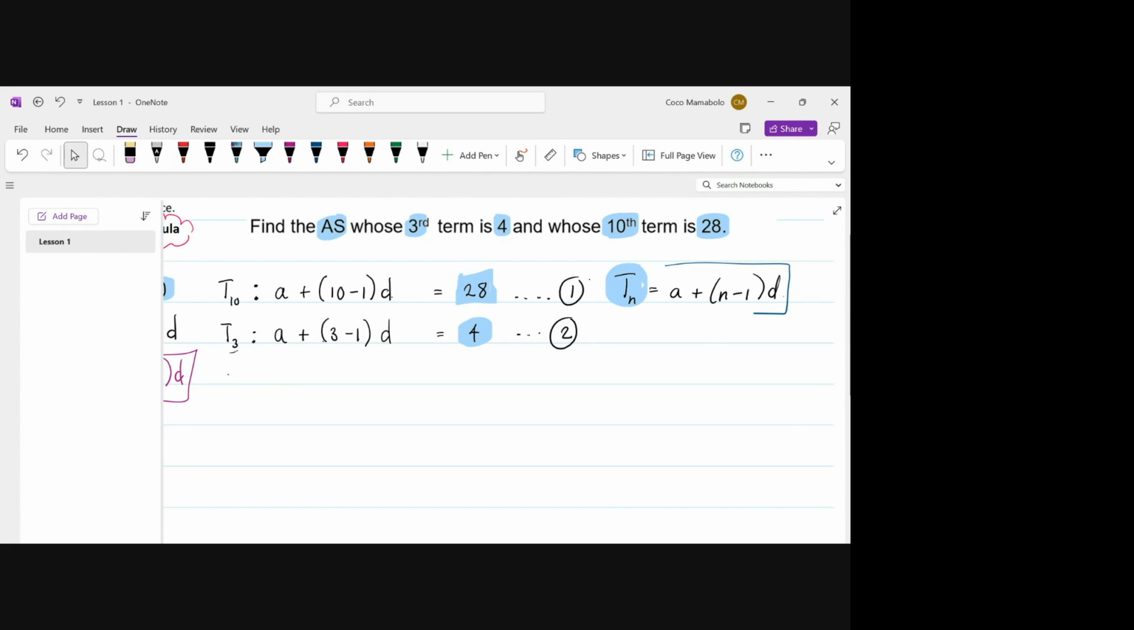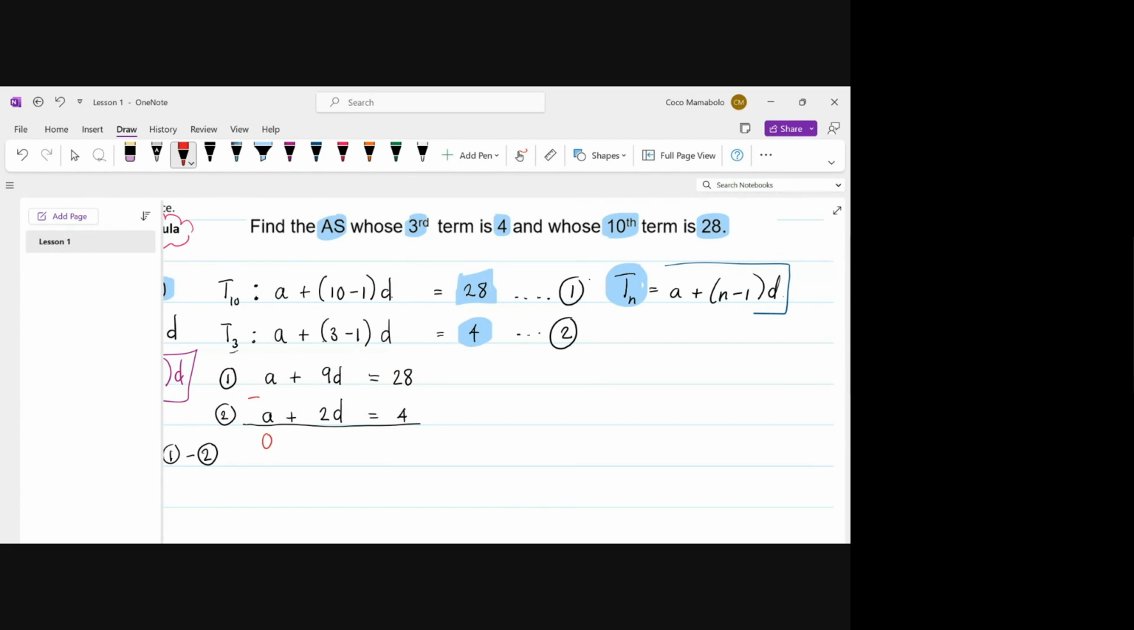Okay, so equation 1, I'm going to clean up. I'm going to say A plus 10 minus 1, which gives me 9D, is equal to 28. And for my equation 2, I'm going to say A plus 3 minus 1, that is 2D, equals 4. Then my last step is just to say equation 1 minus equation 2. So I'm just going to draw a straight line down there. And then A minus A will give us 0.